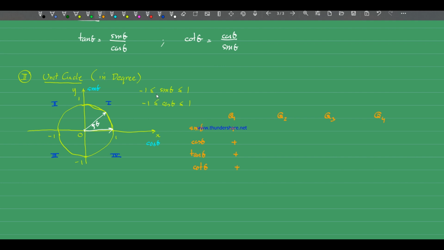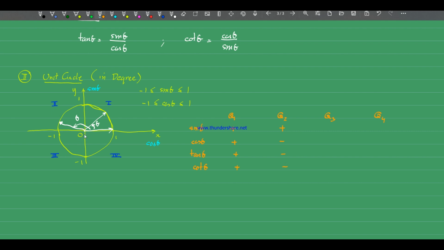Now, what happened to the second quadrant? The initial side is here, but now the terminal side goes to the second quadrant. So your theta is here. Then sine is still positive. Cosine is now negative. So the tangent will be negative and cotangent will be negative.